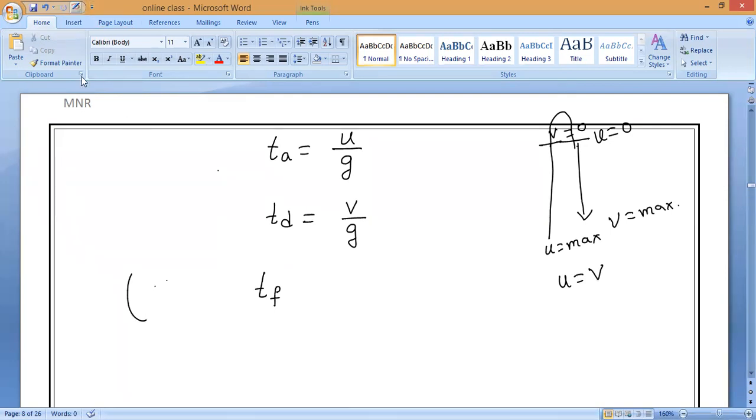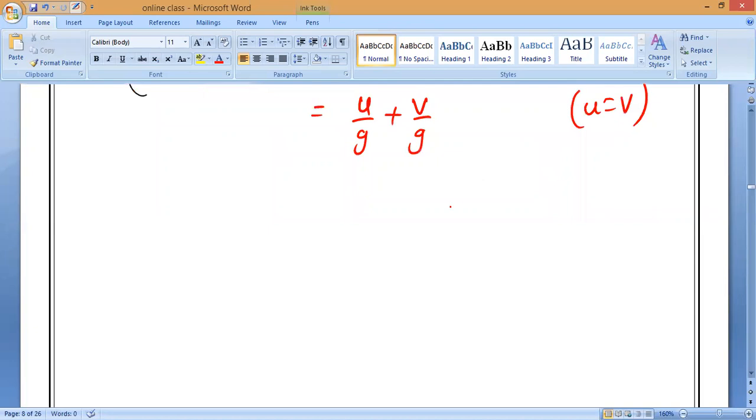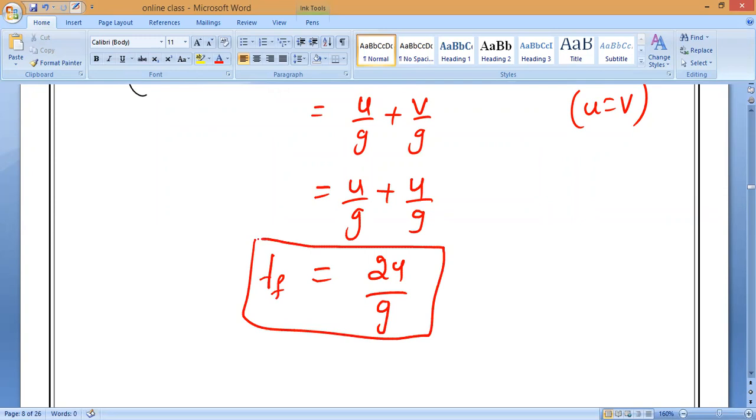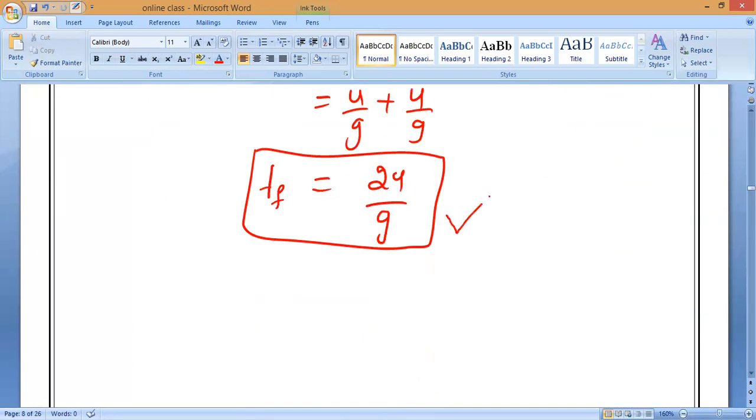So what is the formula for time of flight? Time of flight is equal to time of ascent plus time of descent, which is equal to U by G plus V by G. As we know, U is equal to V, so it becomes U by G plus U by G, which is equal to 2U by G. Yes or no, guys? So time of ascent, this is the formula. Time of descent, this is the formula. Time of flight, this is the formula.